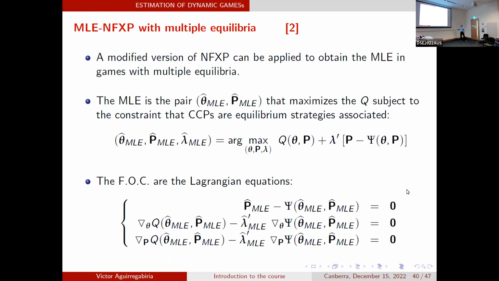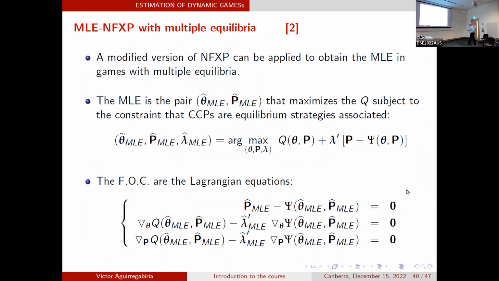Let's enter a little bit into the details of this maximum likelihood estimator, because it's going to play a role in terms of the computational cost of implementing this estimator. What we cannot do is the type of implementation of the nested fixed point algorithm, which is going to be very costly to implement, in the way that we do it using single agent models.